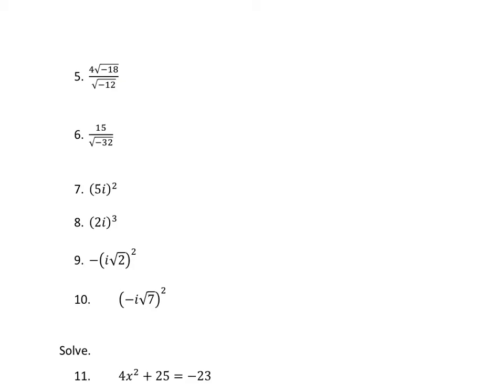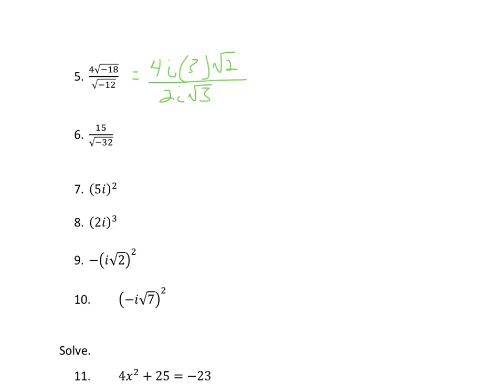Alright, so to simplify these, we've got number 5 up here. Now we're going to be dividing these things. We need to again pull out the i's first, simplify first, then we'll work with it. So we've got 4 times i times, we're going to pull a 3 out and have root 2 there, over 2i root 3. Okay, now we can work with these.